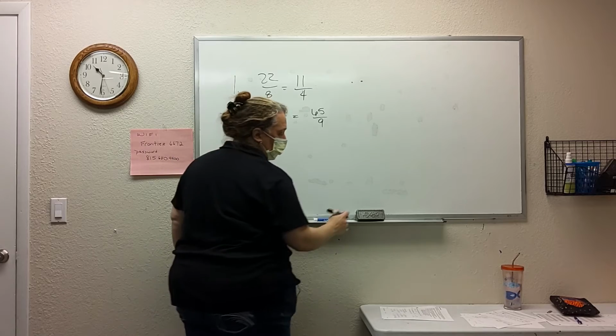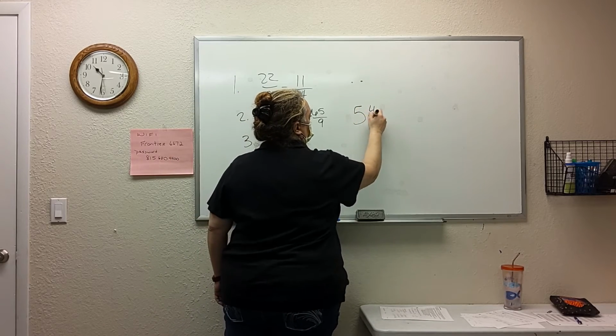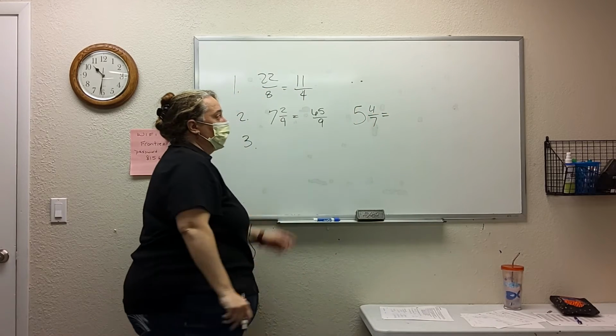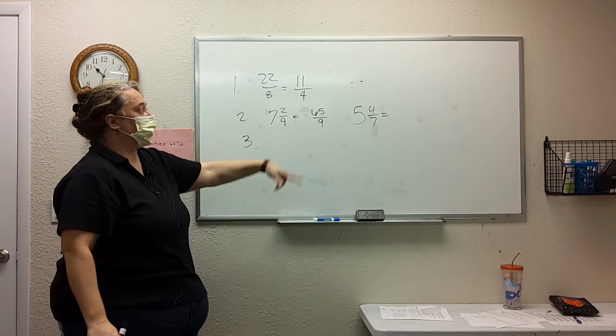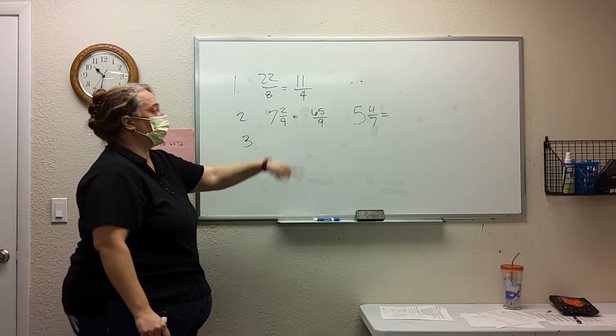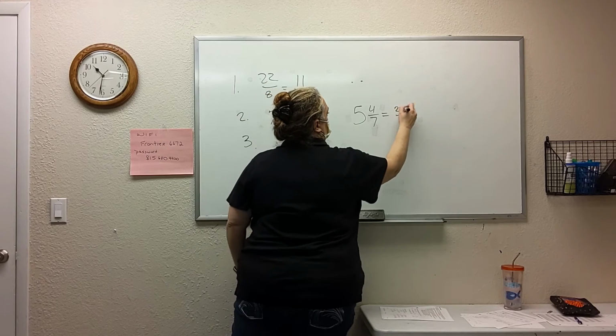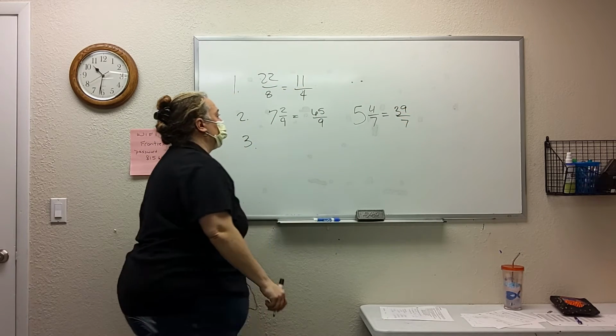Second part of number 2. We got 5 4/7. So again, multiply the whole number by the bottom, add the top. 5 times 7 is 35, add 4 is 39. So 39, and keep the bottom.